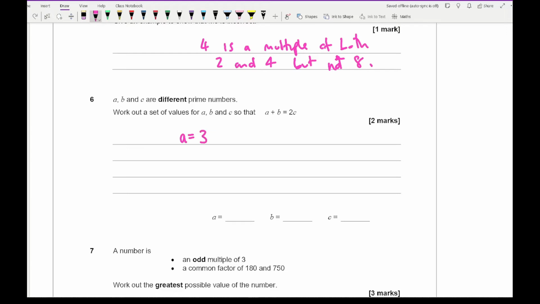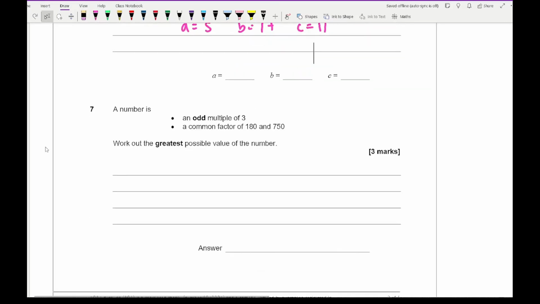smallest ones. So you can have A equals 3, B equals 7, and C equals 5. Because 3 plus 7 is 10, and that's 2 lots of 5. Another combination you could have is A equals 5, B equals 17, and C equals 11. And again, there are several combinations you could go for, but I would say those two are probably the most common ones that contain the smallest numbers.